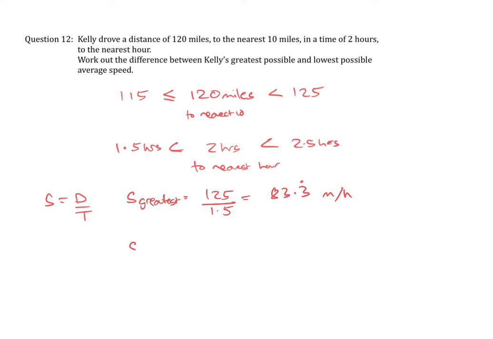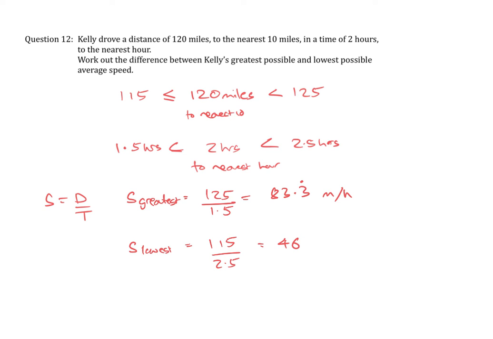Now let's do the speed lowest. So for the lowest value from a fraction, I want the smallest numerator and the largest denominator. So the smallest distance is 115, and the greatest time is 2.5, and 115 divided by 2.5 is going to give me 46.